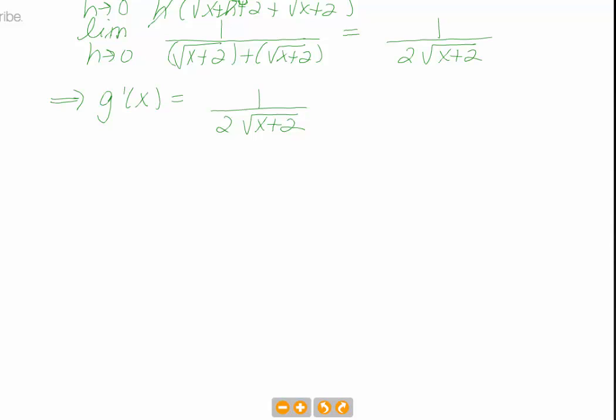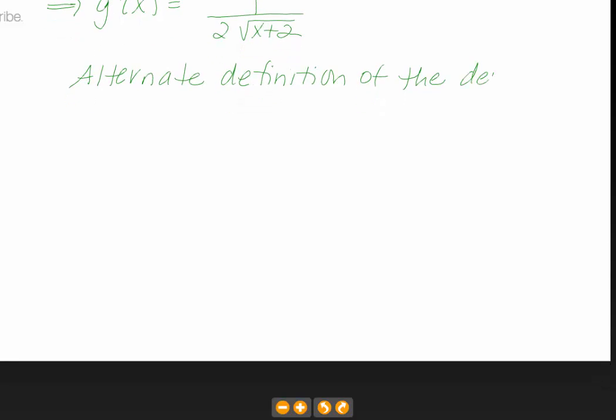Let's take a minute and look at the alternate definition of the derivative. This is one that you might see come up, and then we'll look at some examples. I'm going to write it out first, and then I'll show you where it comes from. So it's the limit, again that limiting idea coming in, as x goes to a of f of x minus f of a all over x minus a.